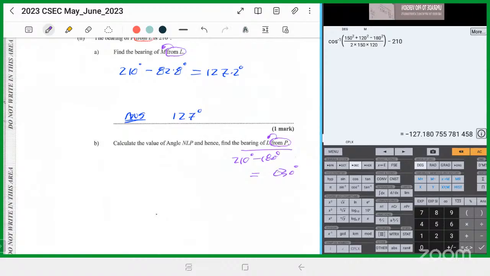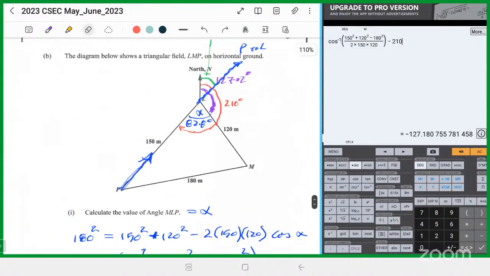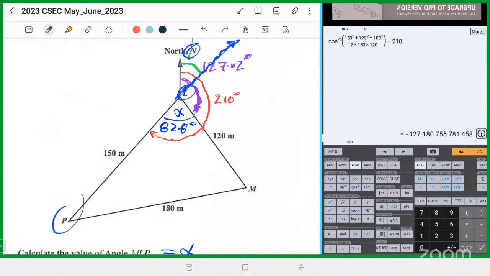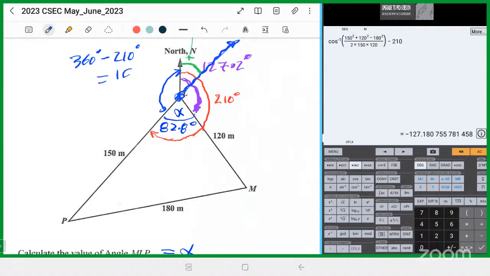But if you follow their method, because they say find this and hence find that, then NLP will be what? It will be this angle over here that I want. Let's put it in blue. NLP will be this angle over here. The total angle around a point is 360 and this portion of it is 210. The remaining angle will be 360 degrees minus 210 degrees, which is equal to 150 degrees.